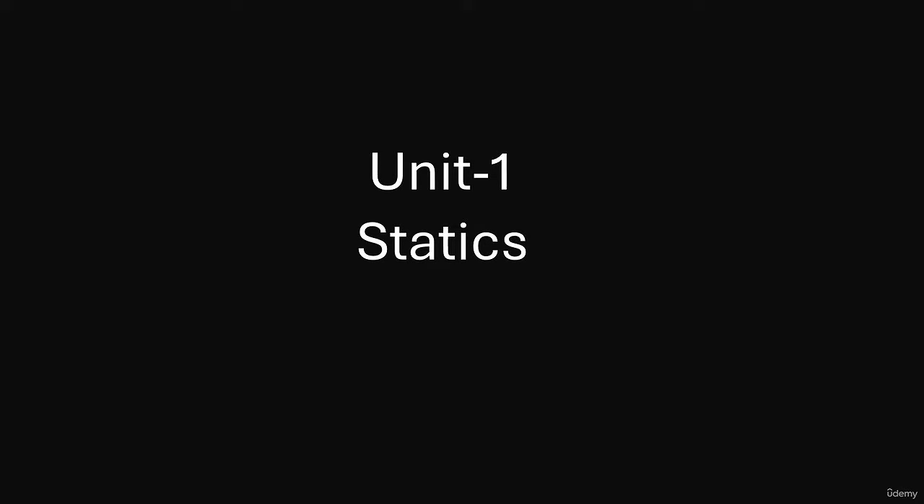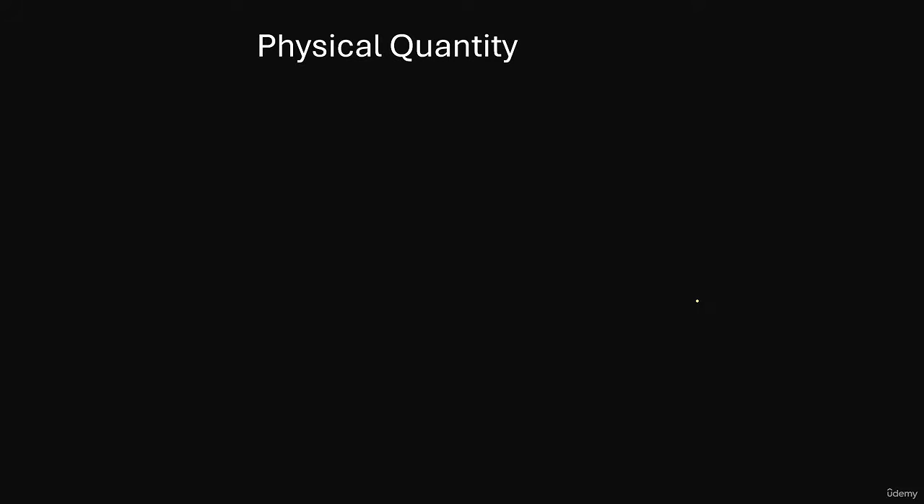Let's start Unit 1, that is statics. So the very first thing we have got is physical quantity. This physical quantity is classified into two types. One is the basic quantity, also called fundamental quantity. And the other classification under this is the derived quantity.